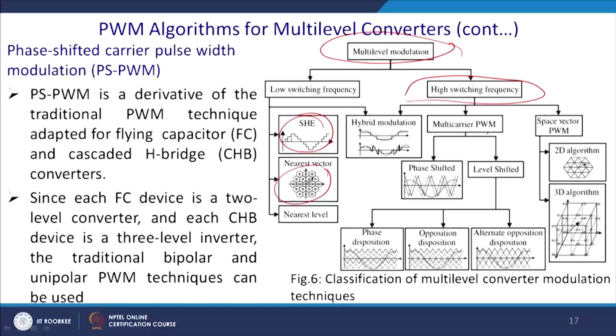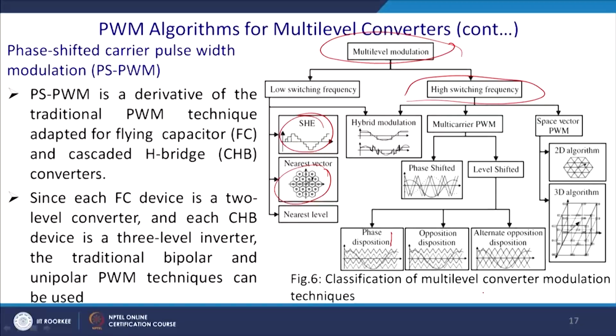Thereafter, you can have multi carrier PWM. These are phase shifted PWM, phase shifted by 60 degrees or so, depending on the level. And you may have level shifted PWM. The level shifted PWM one is actually phase disposition, where the carriers are in the same phase, then opposition disposition, where they are anti phase, and alternate phase opposition disposition. All the permutations and combinations are possible, and each has its own advantages and disadvantages, even at different modulation indices.